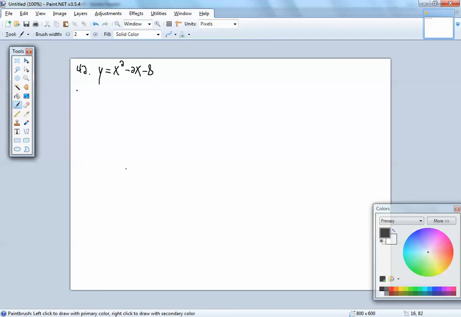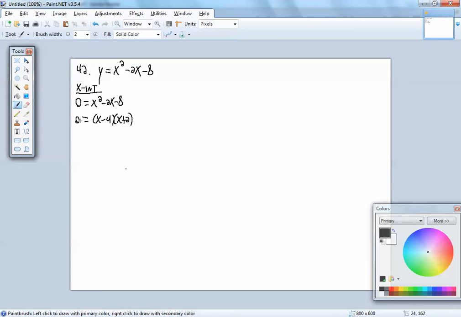Okay, our x-intercept. Let's start with that. Now for our x-intercept, how do you find it? You always plug 0 in for the other variable. So we'll plug 0 in for y. So we have 0 is equal to x squared minus 2x minus 8. And we want to factor this. This factors as x minus 4 times x plus 2.